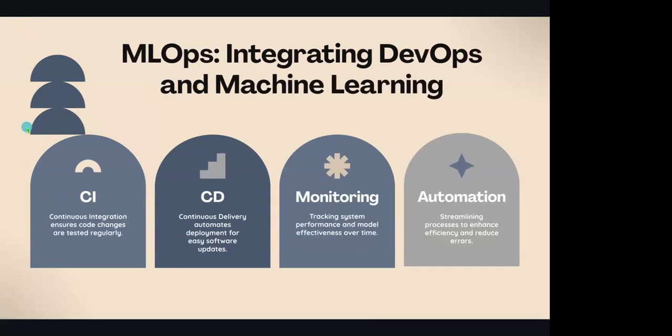So MLOps is a subset of DevOps. What MLOps does is try to borrow ideas from DevOps. Below here, we have the four major concepts in DevOps, which we try to integrate into machine learning, and we call it MLOps.